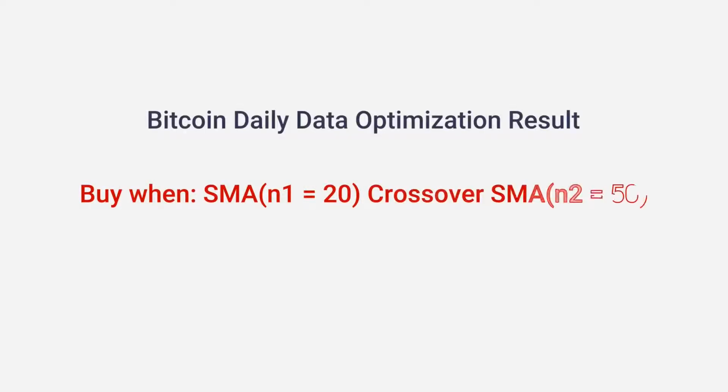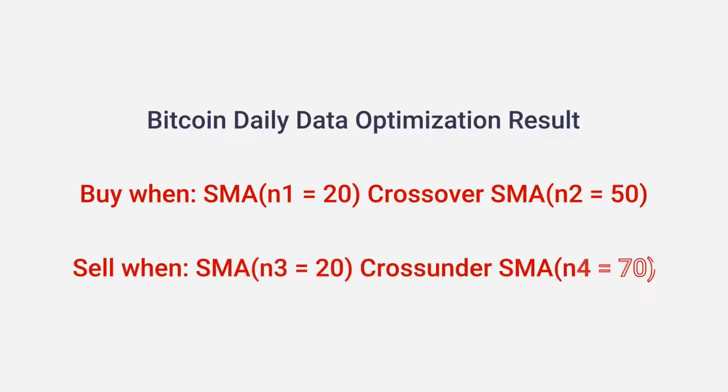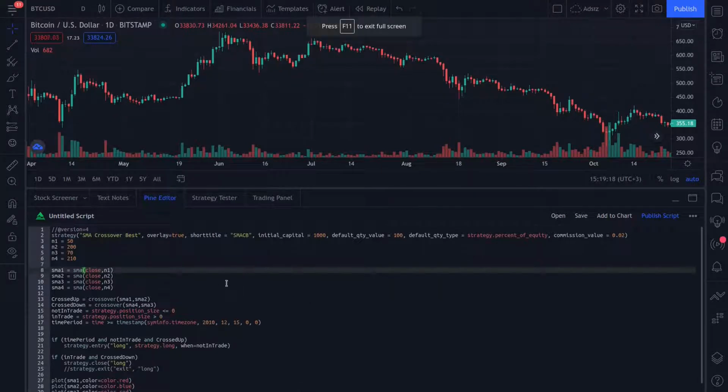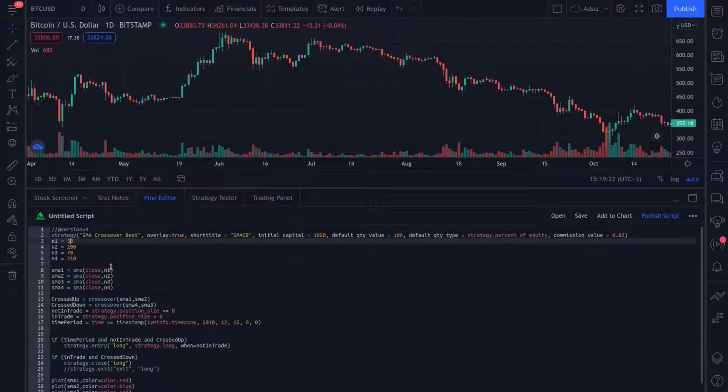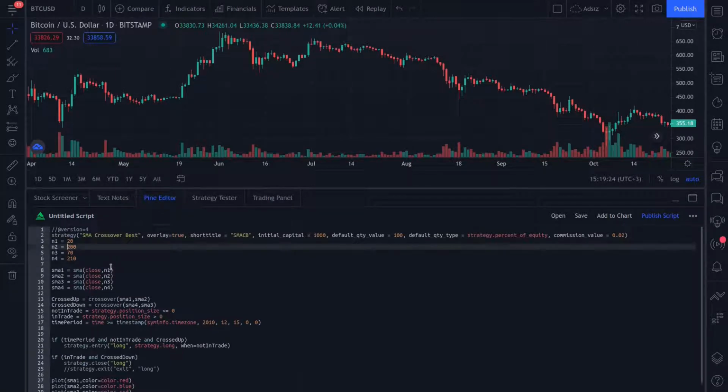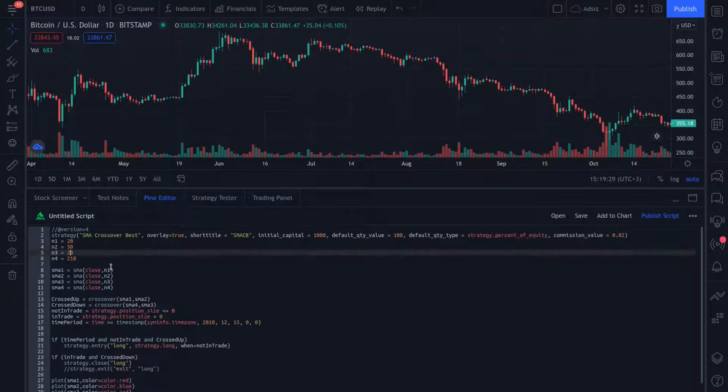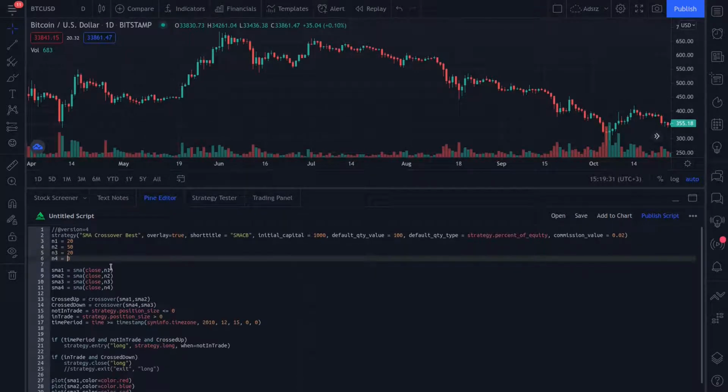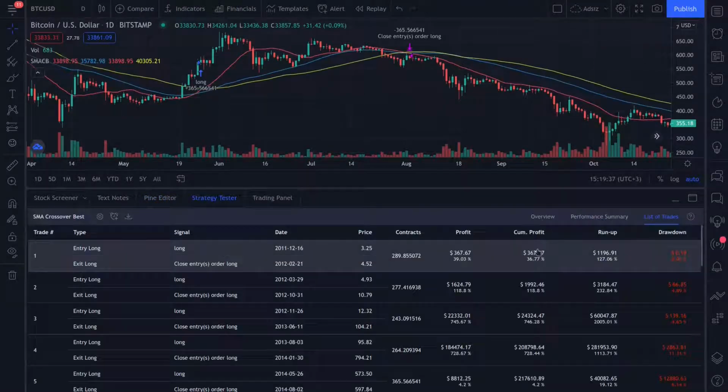Finally, let's look at my optimized periods for Bitcoin daily data. Now we are going to use the optimized strategy, which is for N1 it's going to be 20, N2 is going to be 50, N3 is going to be again 20, and N4 is going to be 70. And now let's add this to chart and see how it performs.